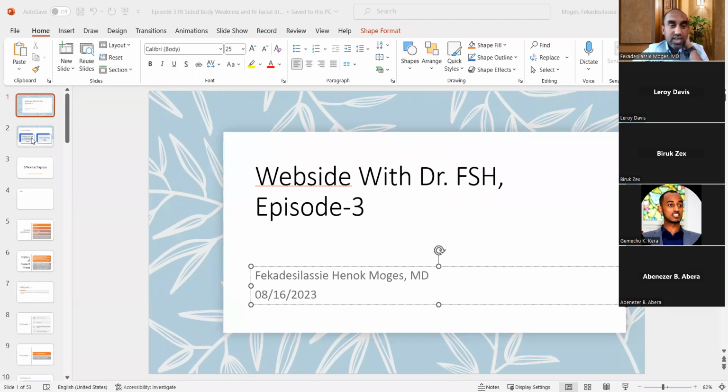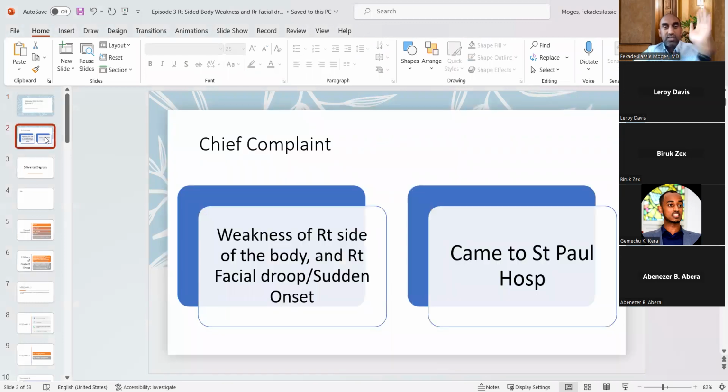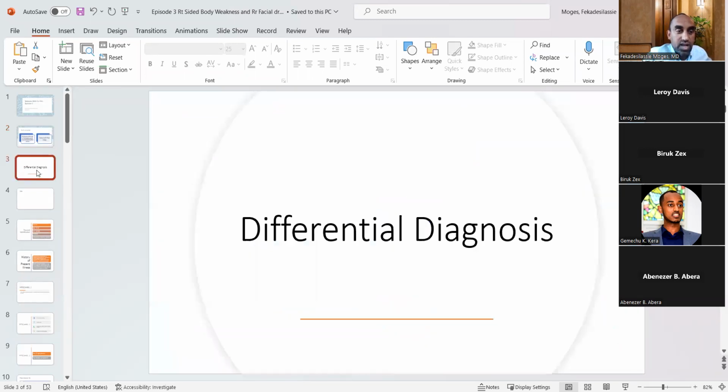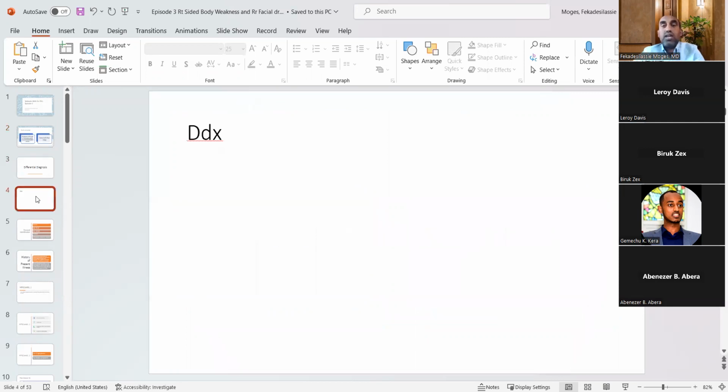Today's case is a patient presenting with weakness of the right side of the body and right facial droop. It was a sudden onset, and the patient is a 65-year-old female who was brought to St. Paul Millennium Medical College emergency department. Now you can go ahead and give us a differential diagnosis for sudden onset right-sided body weakness and facial droop.